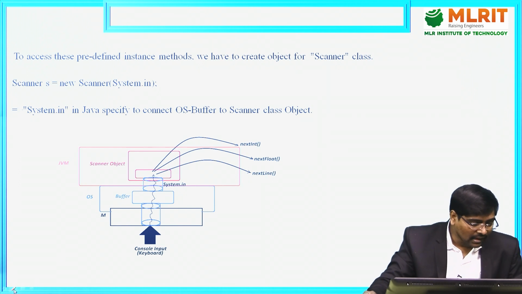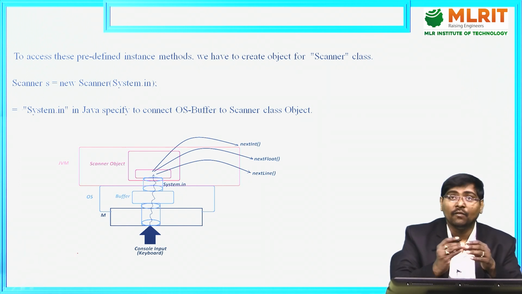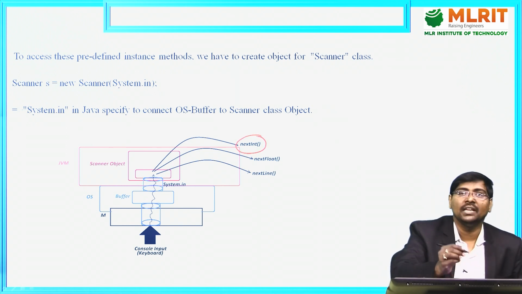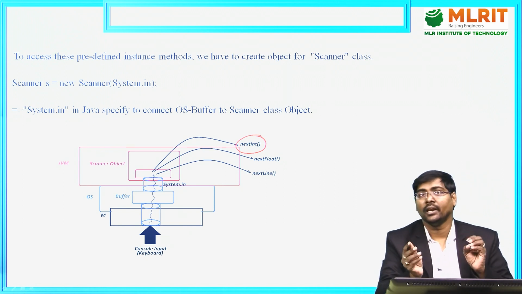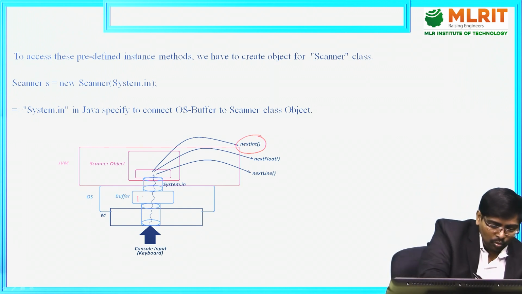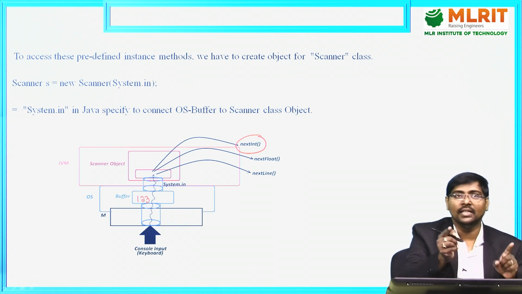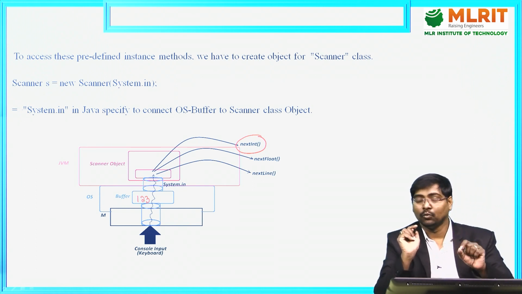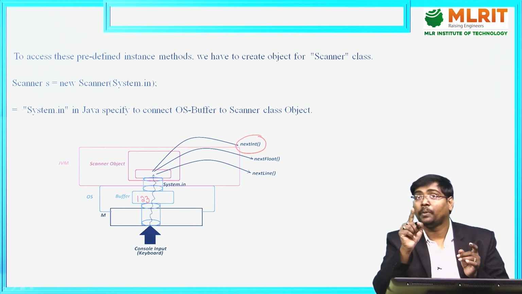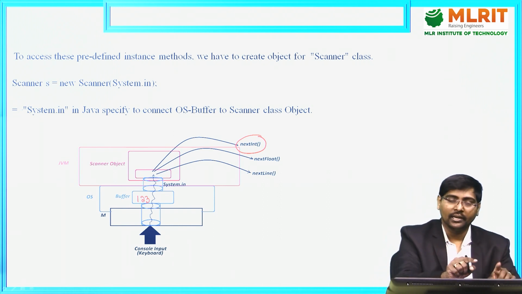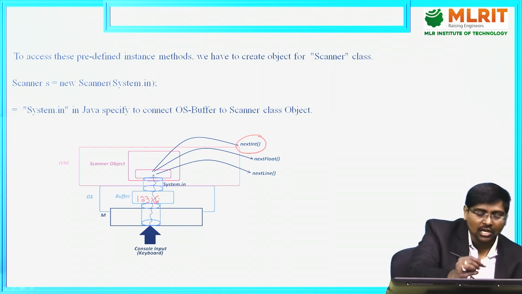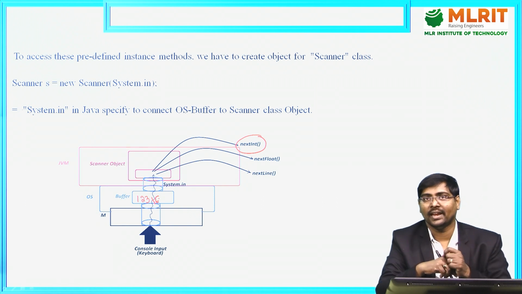In this diagram, what happened? Whatever the data I entered through keyboard, assume if I am using nextInt, I entered a value 123. So the 123 is stored inside the buffer. Yes or no? After that, what do you do? You press enter. After typing everything, you press enter. So, \n is also stored. This is the notation for enter.